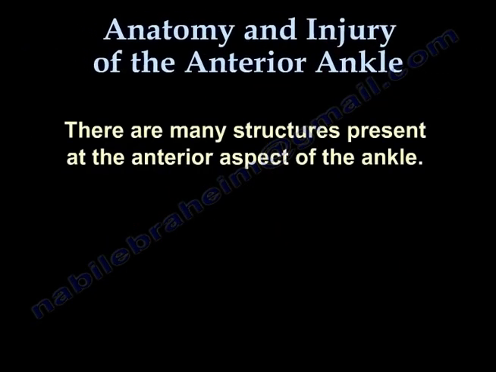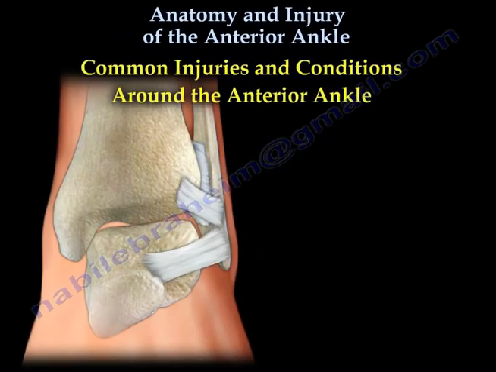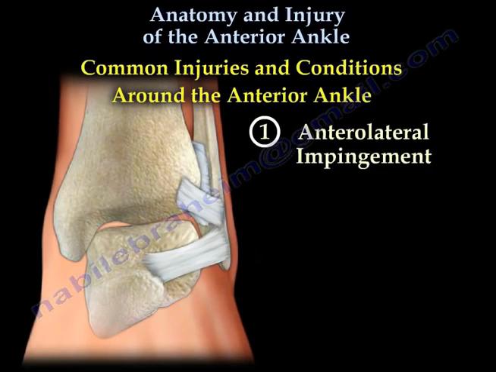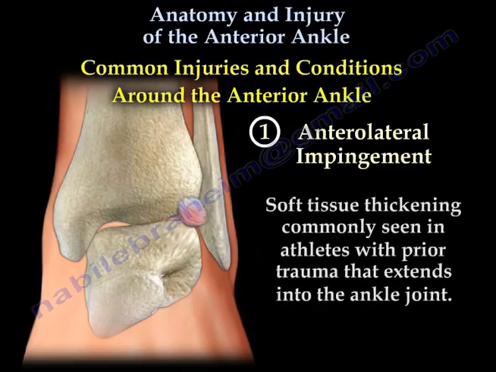There are many structures present at the anterior aspect of the ankle. These structures are often susceptible to injury. Common injuries and conditions around the anterior ankle. The first condition is anterolateral impingement, painful limitation of full range of ankle motion due to soft tissue or osseous pathology. Soft tissue thickening commonly seen in athletes with prior trauma that extends into the ankle joint.